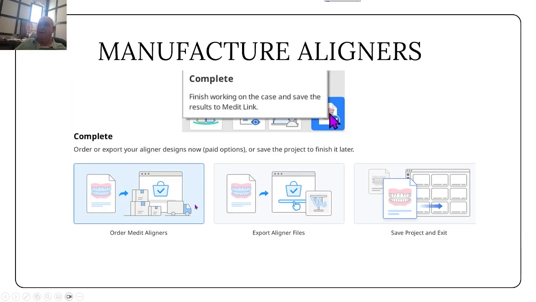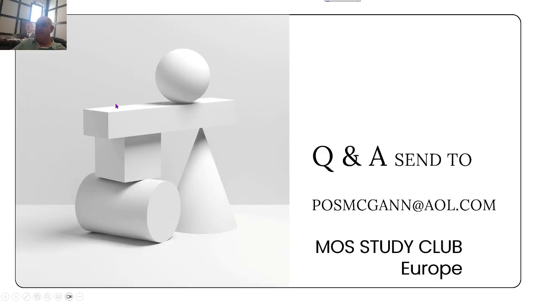Next, so the simulation will do probably about 90% of what you want to do, and then you use some tools if you want to manufacture, if you want to go beyond just doing a diagnosis. So here's the manufacturing of aligners. You have a choice to order Medit aligners, and then you don't have to order a whole package. You can order one if you want. Or you could export the aligner files, and then you can print them within your office if you have a 3D printer and a lab technician to clean everything up. Or you can just save the individual files for a future time.